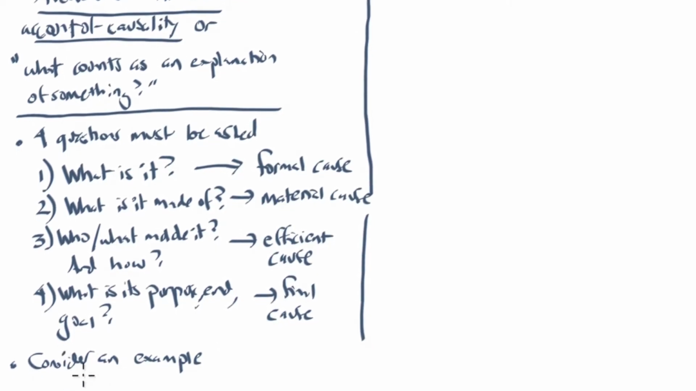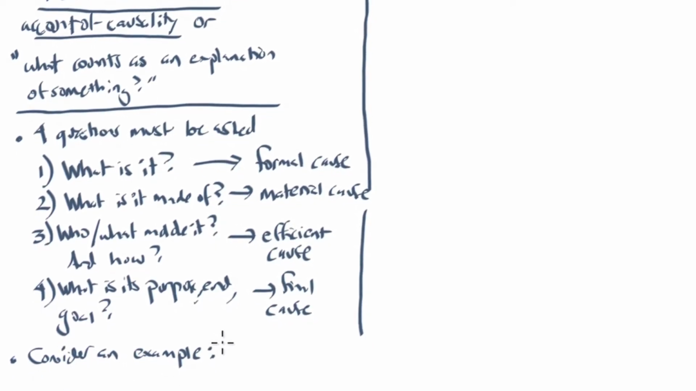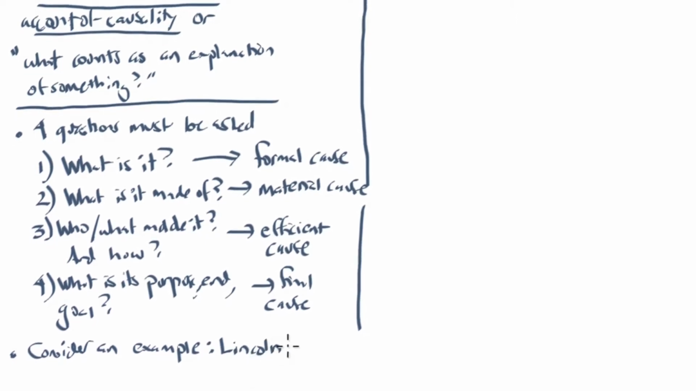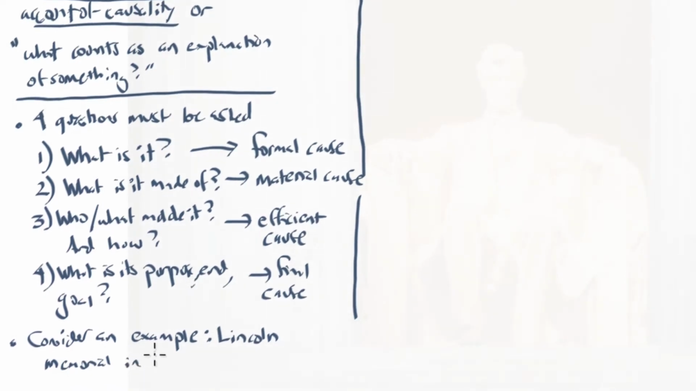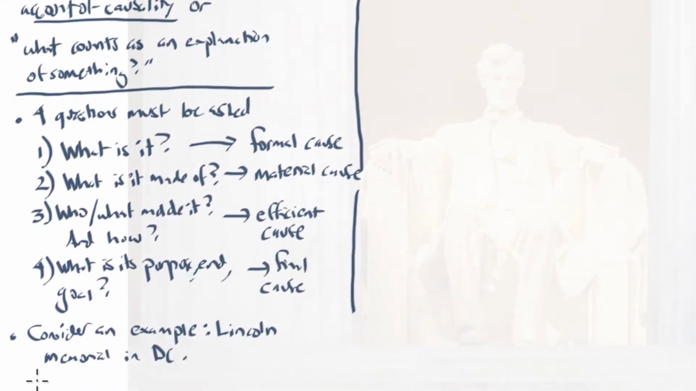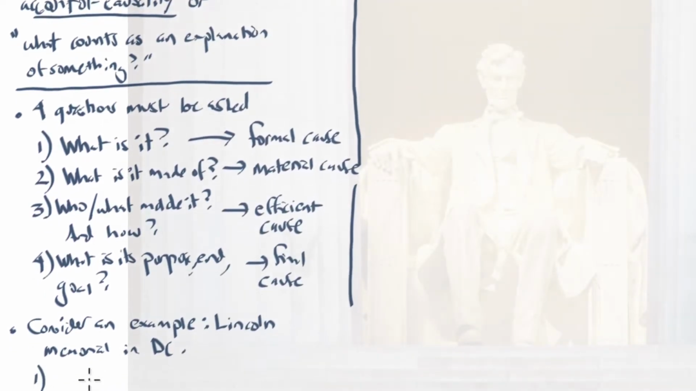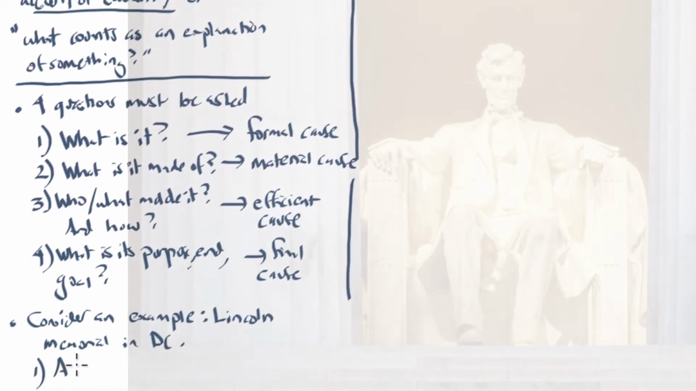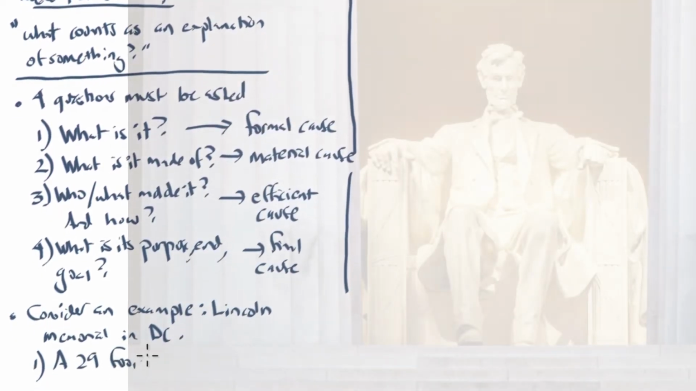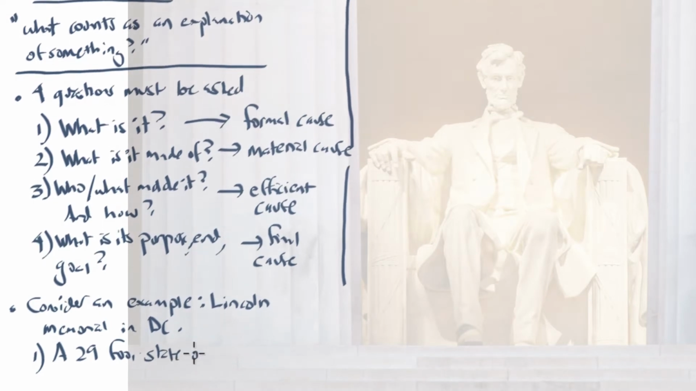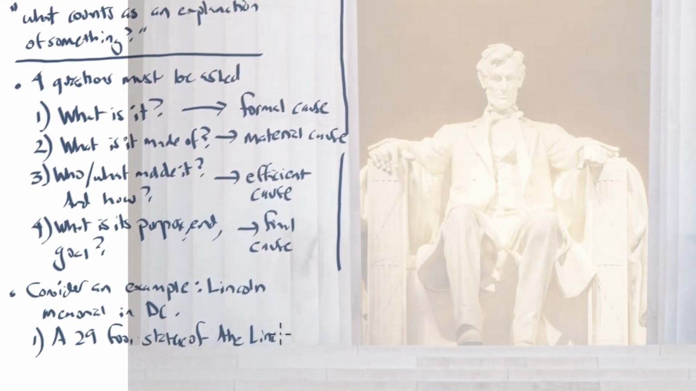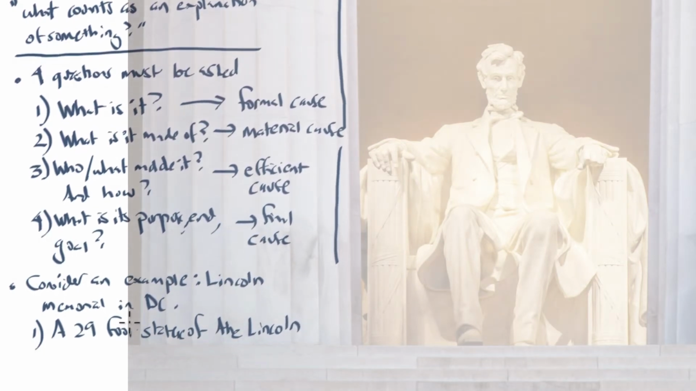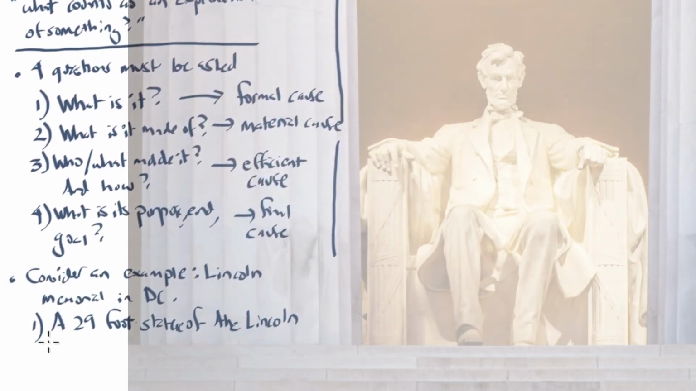So let's consider the example of the Lincoln Memorial in Washington, D.C. That's a thing we want to understand. So first of all, the first question, what is it? Well, the answer is it's a 29-foot tall statue of Abraham Lincoln. That's what it is. That's if he stands up, it would be 29 feet tall.